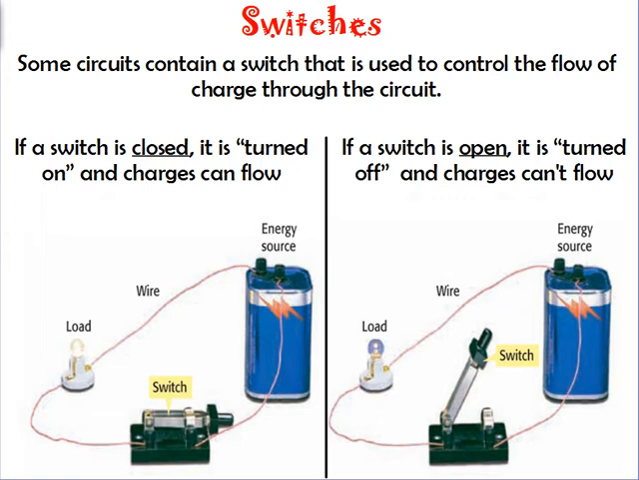We use two different terms. If a switch is closed, we say that it's turned on. In other words, a closed switch completes the circuit and allows for a complete path for electricity to flow. The light bulb turns on. If the switch is open, we say it's turned off. In other words, you open the switch, you now create a gap. There's a gap here. Electricity cannot flow from one end to the other, so we say that it's turned off.